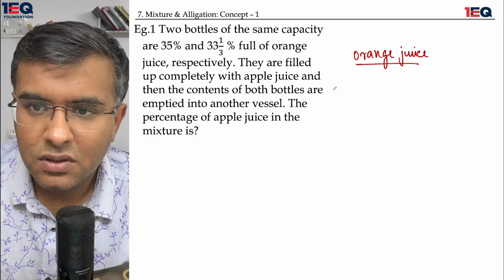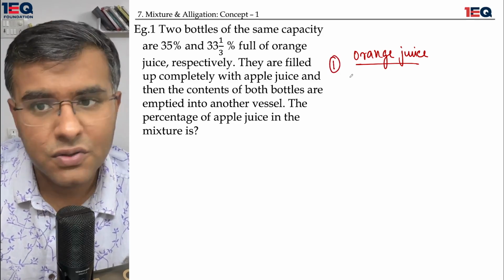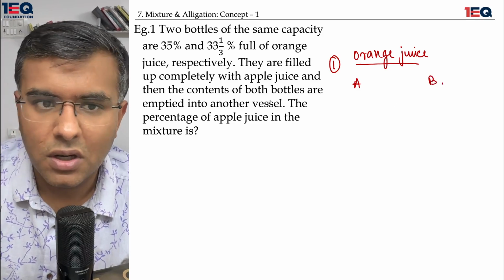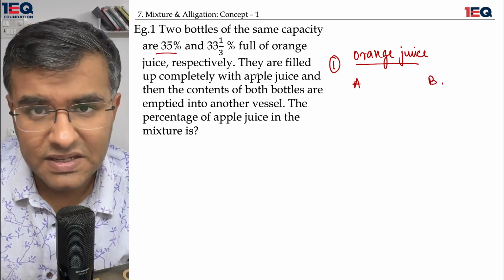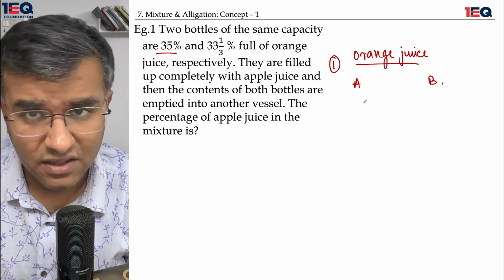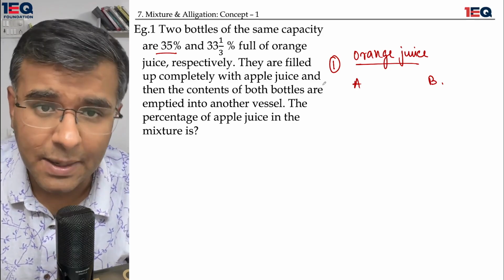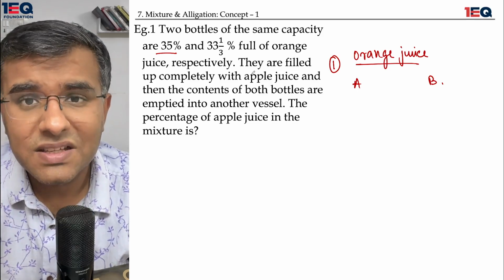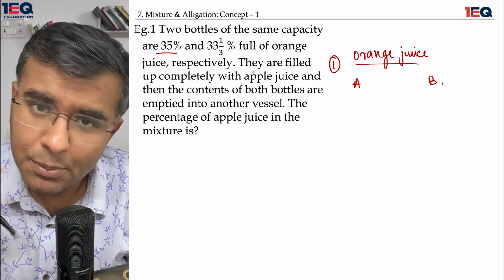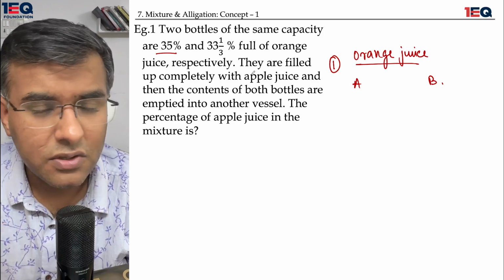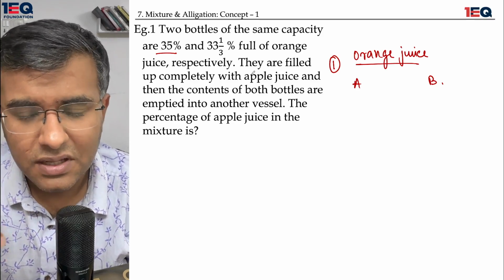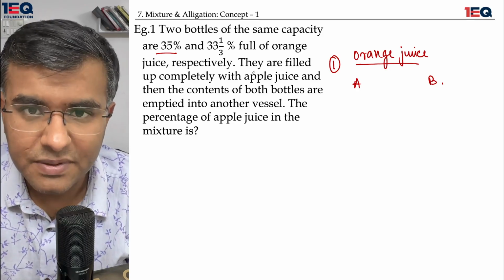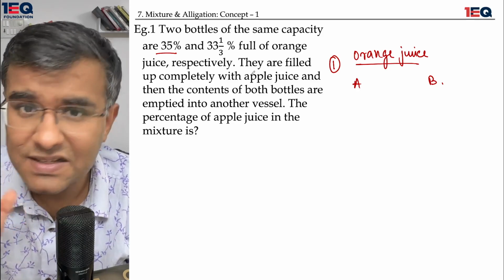Let's assume the first case when only orange juice is present. This is the first bottle, this is the second bottle. It says 35% of orange juice is there in the bottle, and the rest is empty. How do I get to know that the rest of the bottle is empty? Because in the second case, apple juice is being filled up. So this is a very clear assumption that in the first case, other than the 35%, the 65% portion is empty.